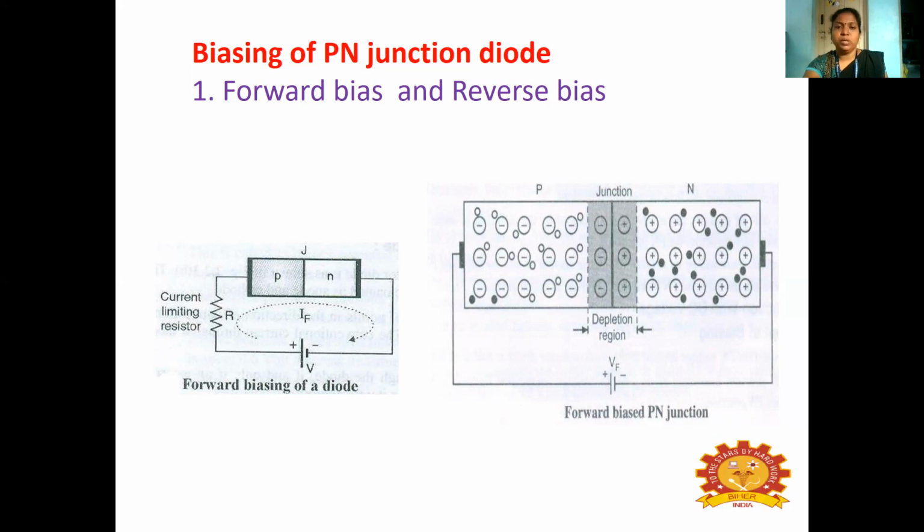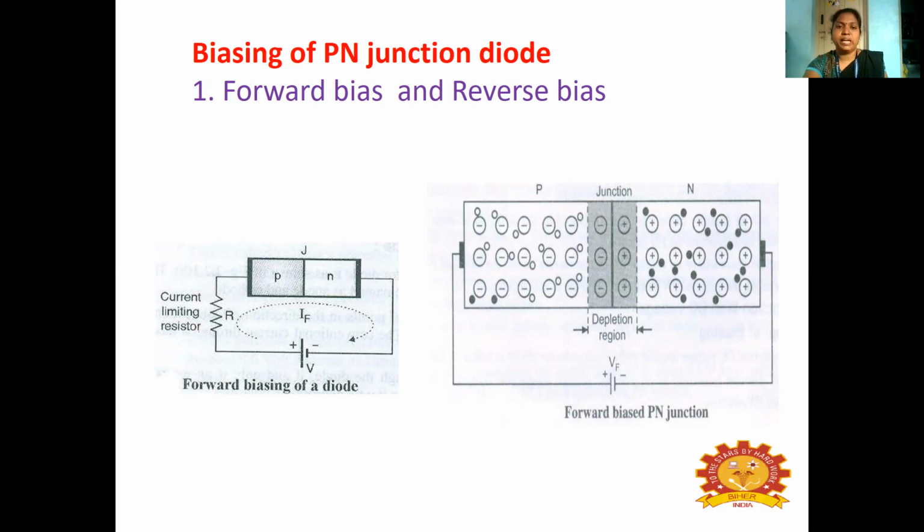So when you come to the forward biasing of the diode, the definition: when the positive of the supply is given to the p-type material and negative of the supply is given to the n-type material, then it is called forward bias. Next, reverse bias. So what is reverse bias? When the negative of the supply is given to the p-type material and positive of the supply is given to the n-type material, then it is called reverse bias. So first we will see the forward bias and its operation, then we go to the reverse bias and its operation. We have two different diagrams here.